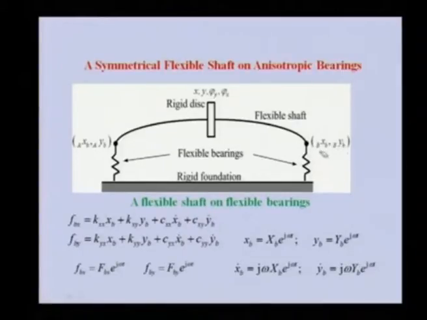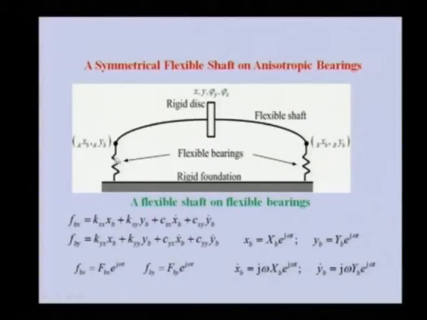The displacements are different at this end, because we are considering the left and right side bearings as having different properties. In this case, we are considering the foundation, that means the pedestal on which these bearings are mounted, as rigid. Subsequently, we will take the flexibility of the foundation also. So, the analysis will be in several steps.